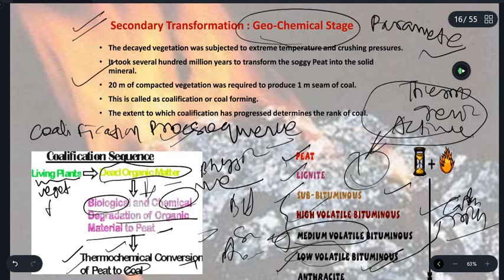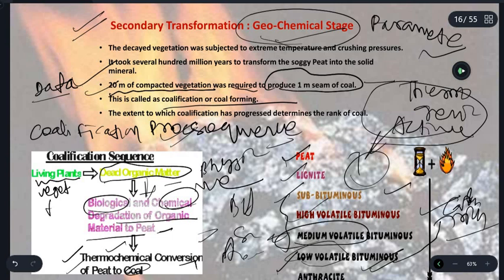Okay, it is written here, look: 20 meters of compacted vegetation was required to produce a 1 meter coal seam. It is exactly database data. So 20 meters of compacted vegetation would be required to produce a 1 meter coal seam. So this is also called the qualification process, or through the geochemical stage, how the vegetation cover gradually converts into peat, that is called the qualification sequence or qualification coal forming processes.